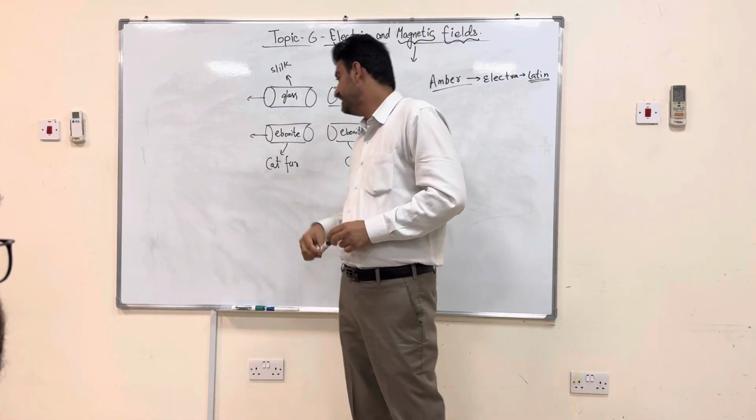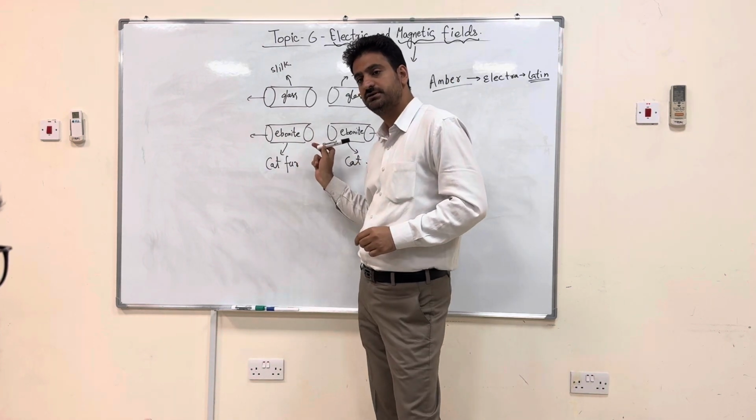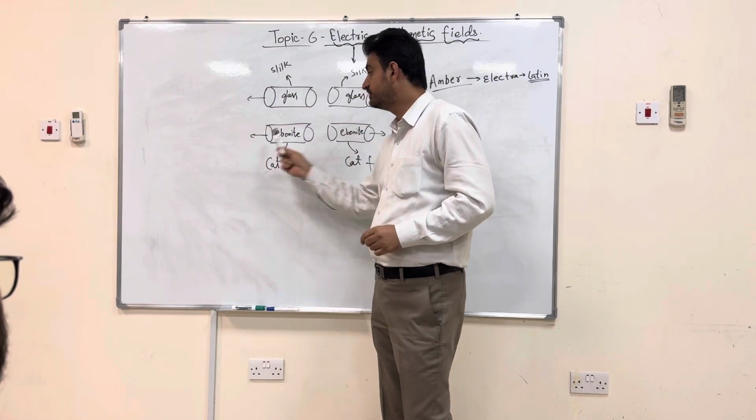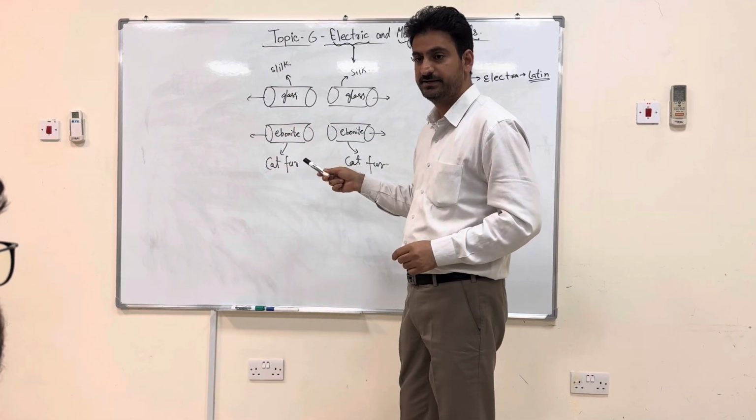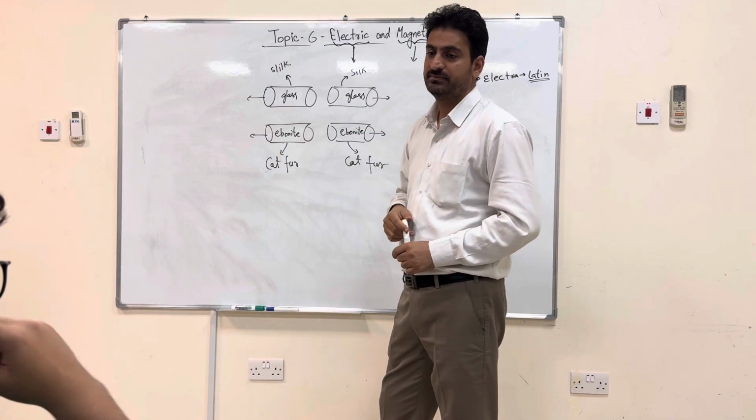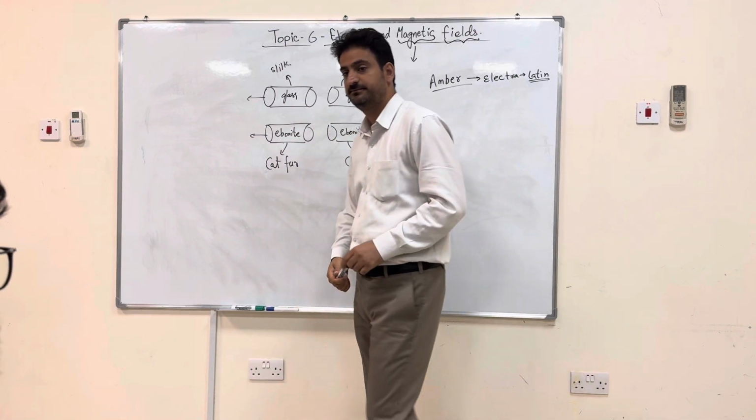And what about the ebonite rods? Are we doing the same thing with these two ebonite rods? They are also electrified similarly, and they are also repelling each other. So based on this experiment, what can we say? That when two objects are similarly electrified, they repel each other.